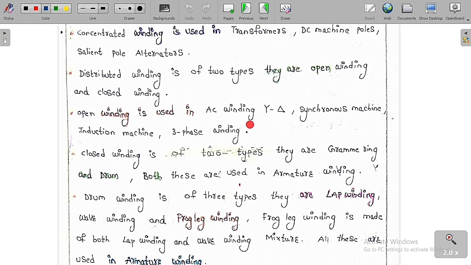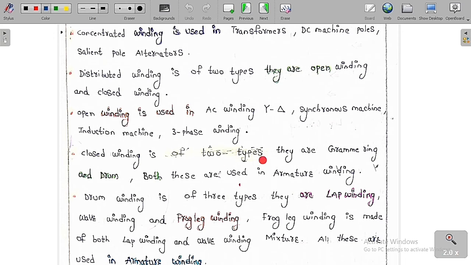Open winding is used in AC windings, like star to delta, synchronous machine, induction machine or 3-phase winding. You can see clearly that the open winding is used in examples like star to delta. In the synchronous machine, the armature winding which is placed on the stator, here we are going to use this open winding. In the induction machine also we are going to use this winding on the stator and also on the rotor, and the 3-phase winding also.